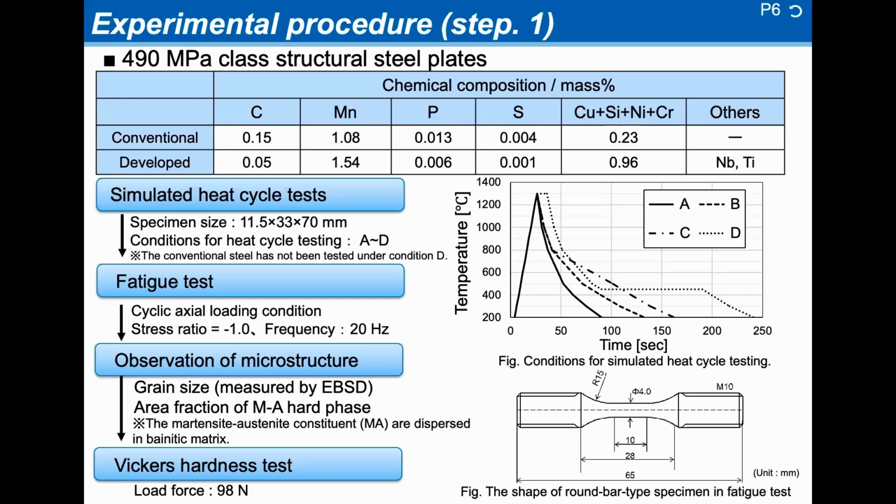The tests were carried out under 4 different conditions, A, B, C, D, to change the grain size and the area fraction of MA hard phase. MA hard phase is a martensite austenite constituent dispersed in bainitic matrix. Then we made smooth fatigue test specimens like this shape and tested them under cyclic axial loading conditions. And then we conducted measurement of grain size and area fraction of MA hard phase and Vickers hardness test.